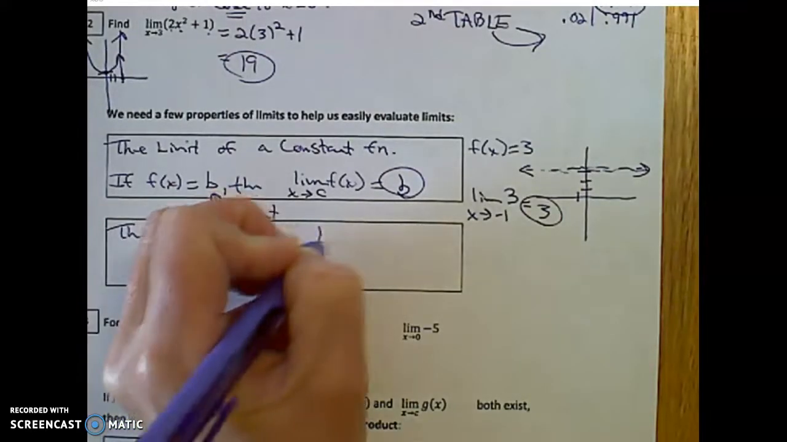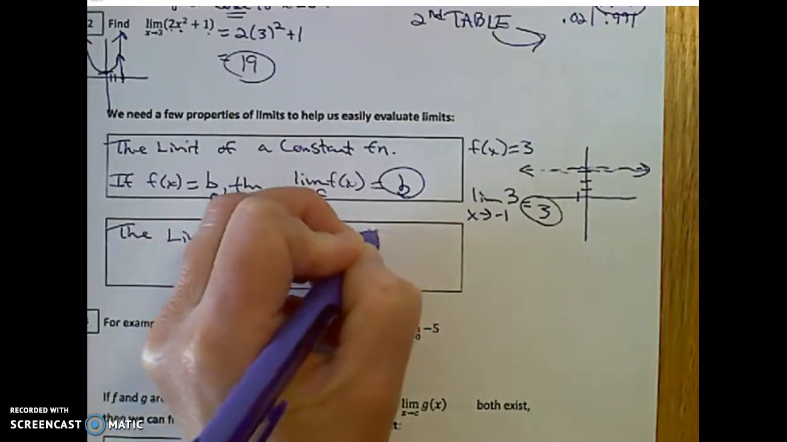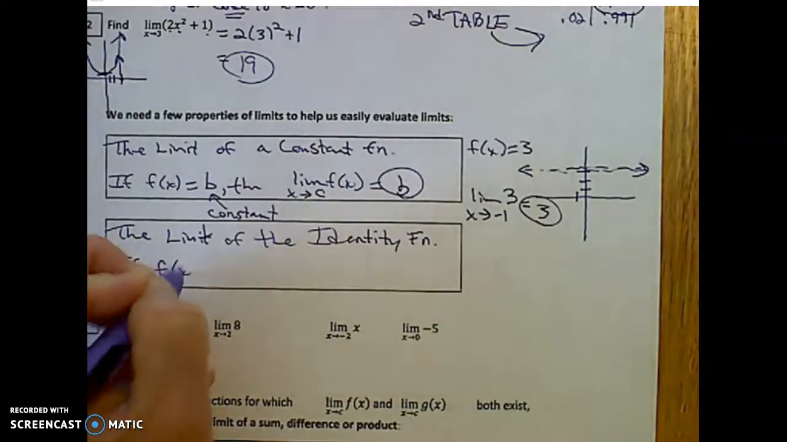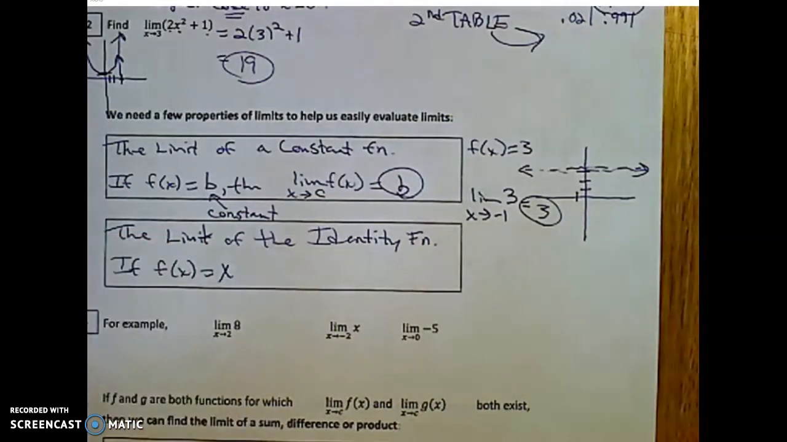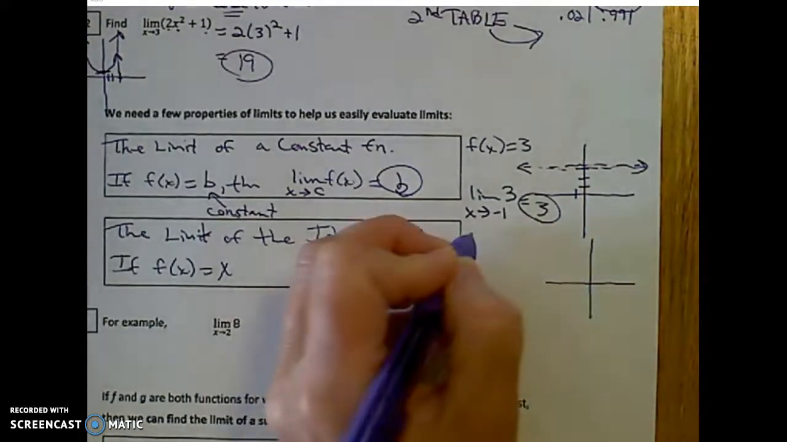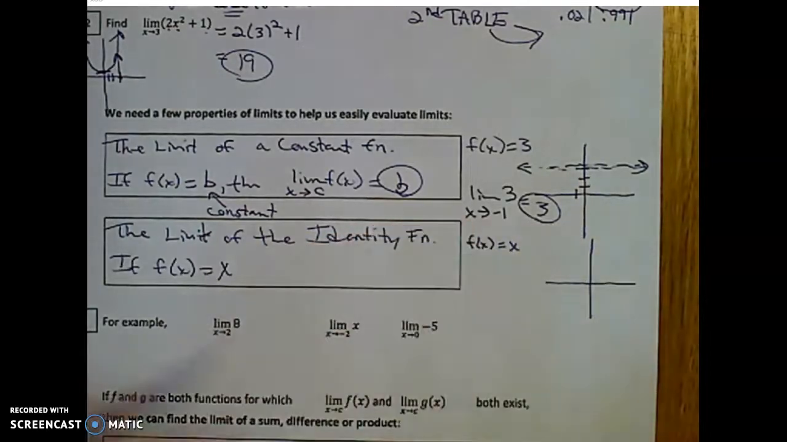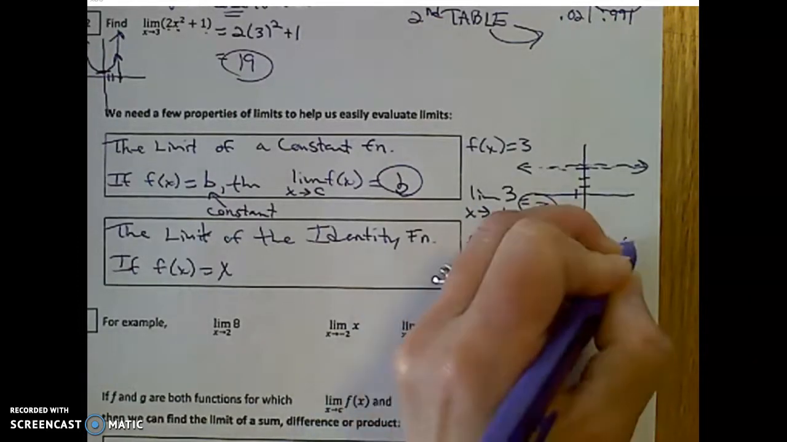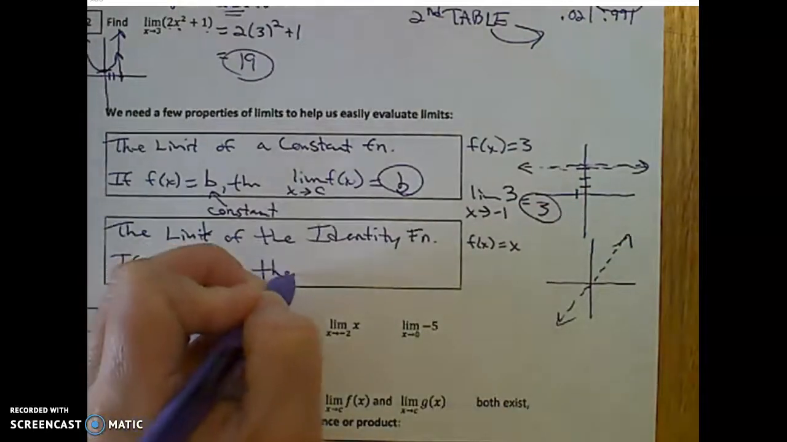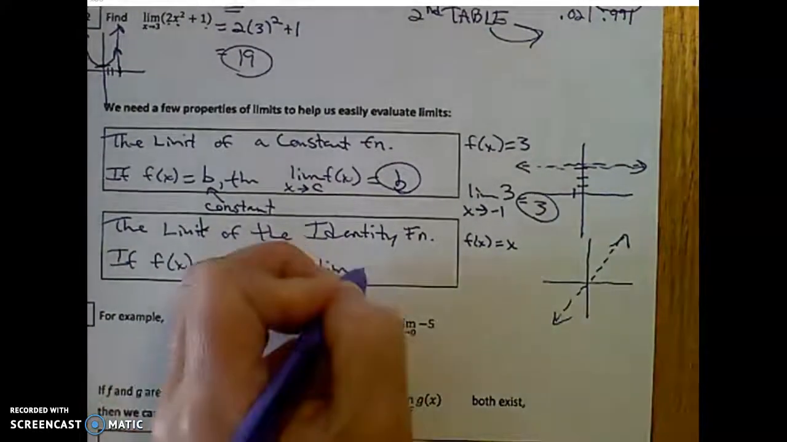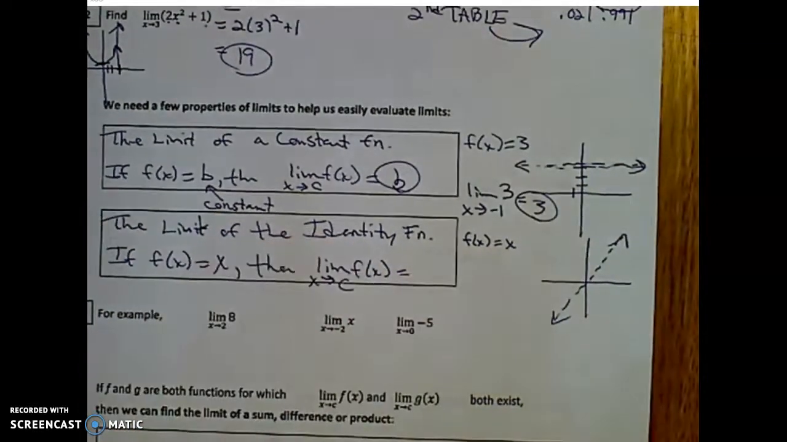the limit of the identity function. What is the identity function? If my function f of x is always equal to x, it is an identity function. Do you remember what that function looks like? F of x is equal to x. That's just y is equal to x, and y equals x looks like this. Given the identity function, then the limit as x approaches any old constant c of that function will equal what?